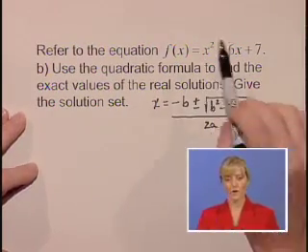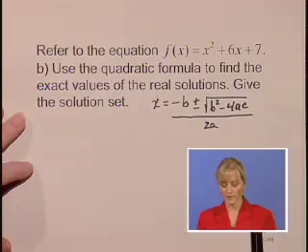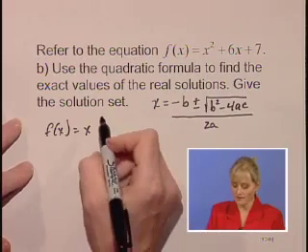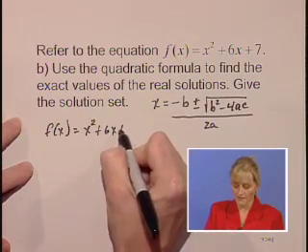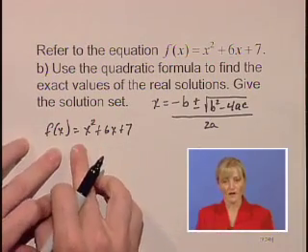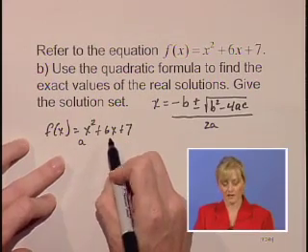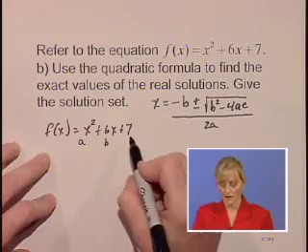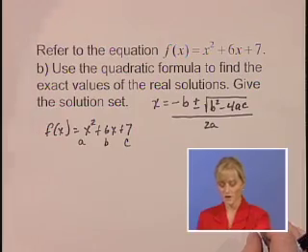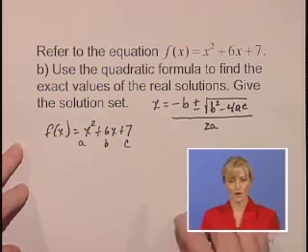Now we need the coefficients labeled in our original equation so that we can substitute them in properly into our quadratic formula. So our original equation is f of x equals x squared plus 6x plus 7. So we need to label these properly. Our coefficient of our x squared term is labeled a. The coefficient of the x term is labeled b. And the constant is labeled c. So now we're ready to find the exact solutions, these real solutions, using our quadratic formula.